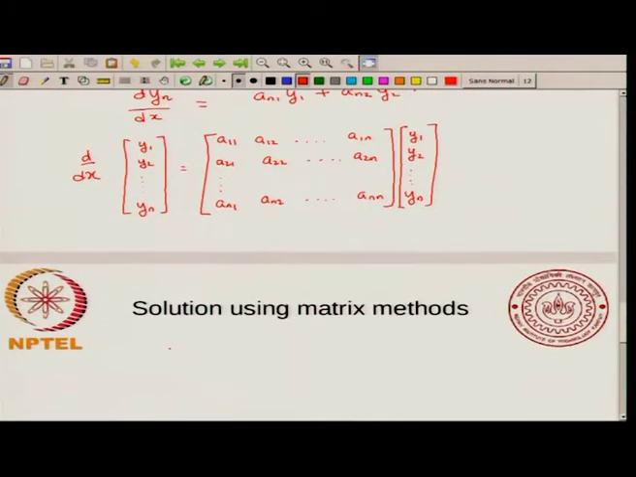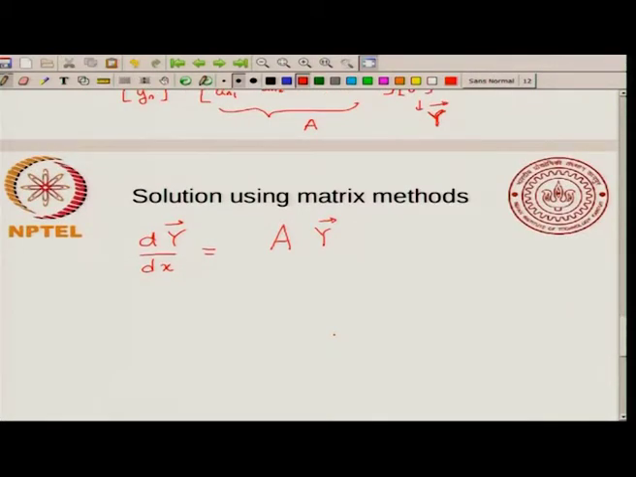So, now I can write this in a slightly different form. Let me call this vector capital Y, and let me call this matrix A. Then I can write d of y vector divided by dx, which is the left hand side, as A times y. Now, this looks just like a matrix equation. This is A times y, which is equal to dy by dx. So, how do you solve this differential equation?